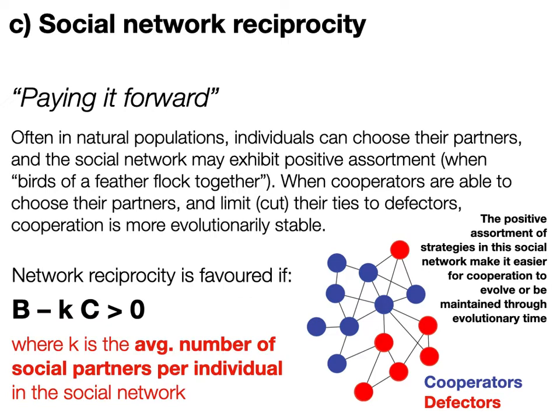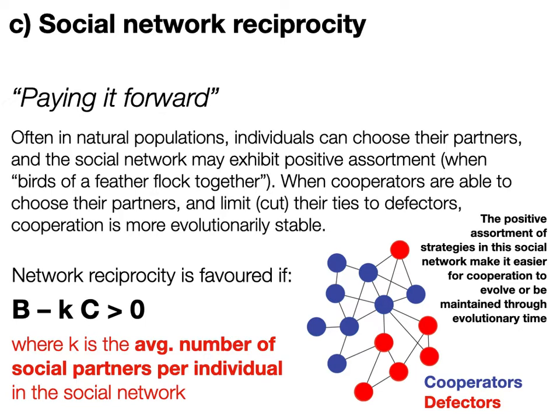Okay, so the social evolutionary theorists have shown that a simple modification of Hamilton's rule can represent this idea. The modification here is that the benefit minus k times the cost must be greater than 0. And k in this case is the average number of social partners that an individual has in the social network. So in other words, the bigger k is, the more densely connected the network is, the harder it gets for cooperation to evolve.